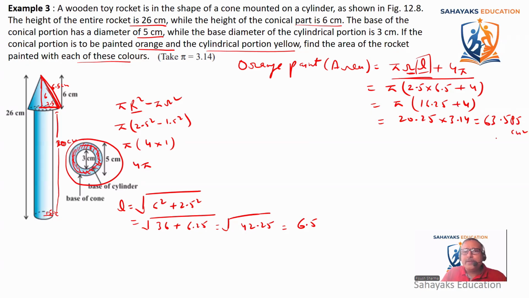centimeter square. So please remember this part. That unit needs to be mentioned. If you don't mention the unit, then you will lose a few marks. So please remember to write the unit in every question. Okay, so this is the first part.